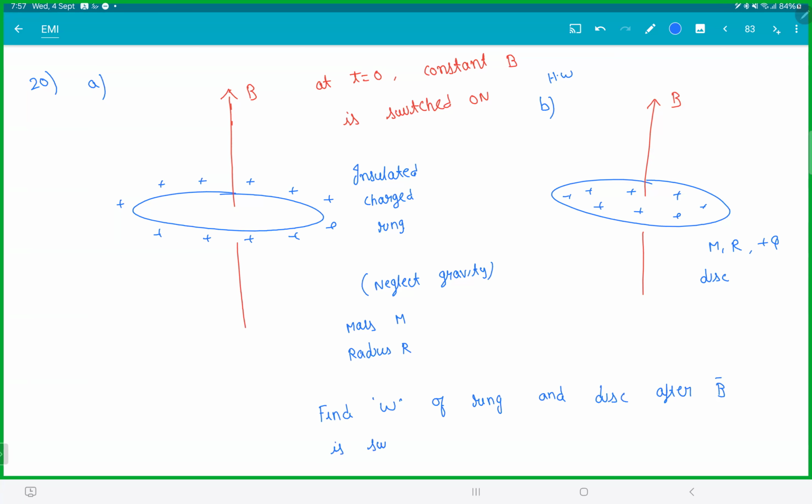Let's do the ring now. Disk, you can try it at home. So initially there's no field, suddenly there's a field. So in that small time dt, something happened, and this ring started rotating.